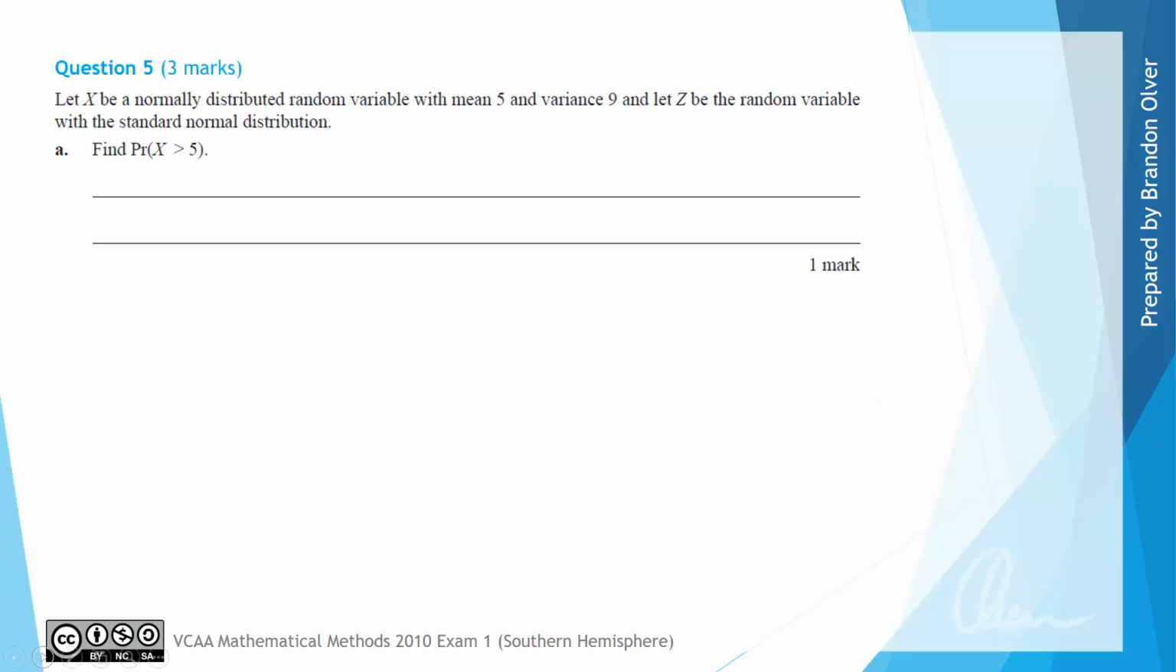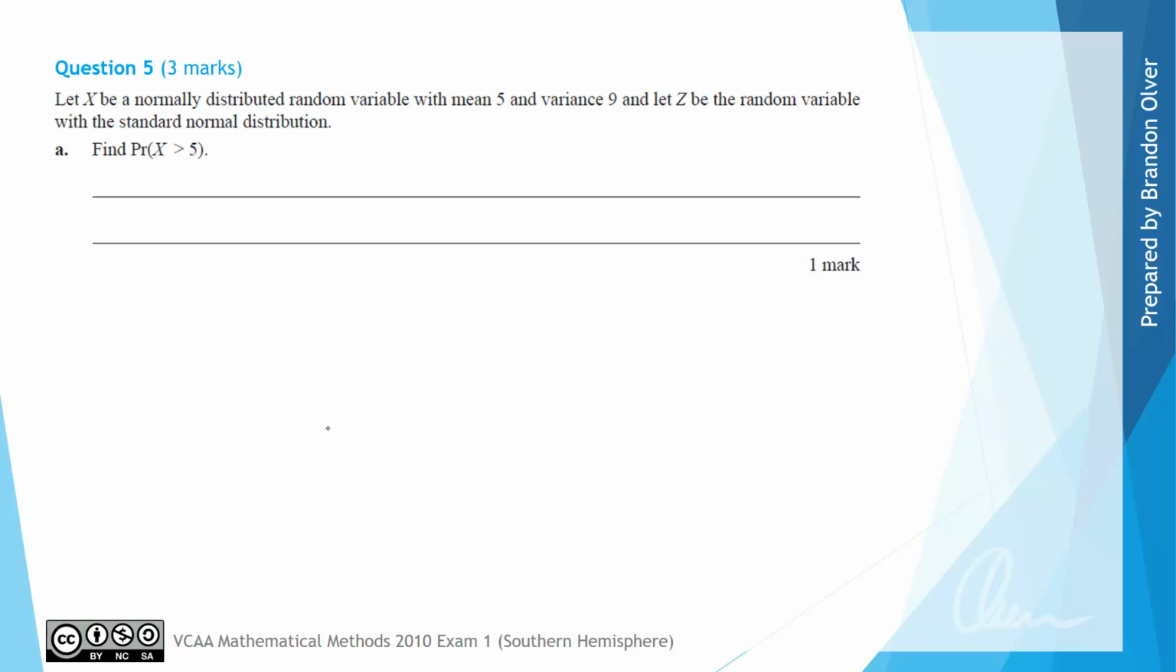For question 5 we have x being a normally distributed random variable with a mean of 5 and a variance of 9. And z is going to be the random variable with a standard normal distribution. And we'll unpack that one a little bit more in a moment. The first part, A, asks to find the probability that x is greater than 5, which is just the probability that x is greater than its mean.